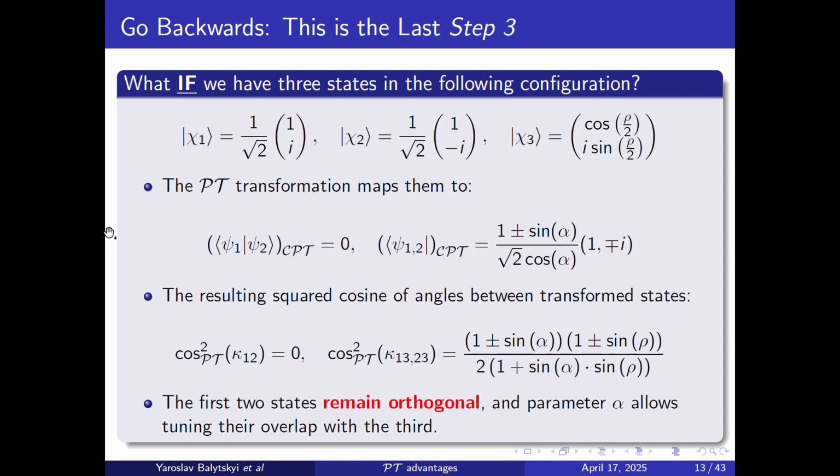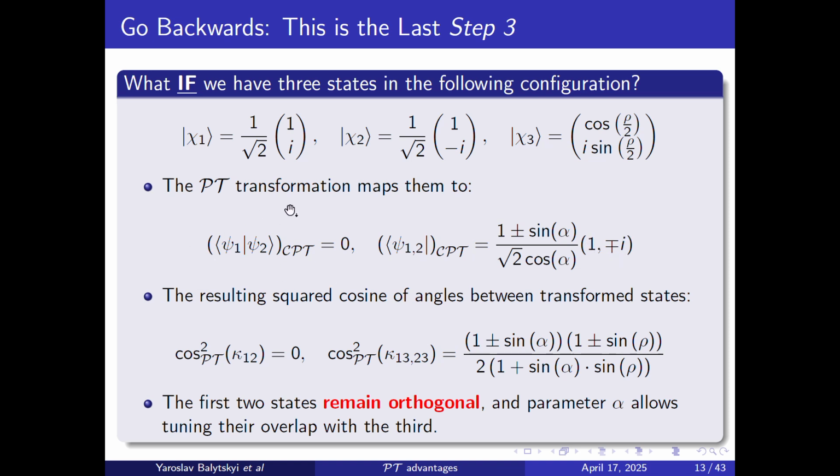Let's go to our scheme. So we go backwards. It's just easier to visualize it backwards, I think. So let's start with step number 3, which is the last step. If you have two vectors in such an initial position, chi1, chi2, and the third vector in such a position, then you can observe that the PT-symmetric transformation maps them to orthogonal states, because if you transform this by PT symmetry, you will get, up to a normalization coefficient, the same state, like 1 plus minus i.